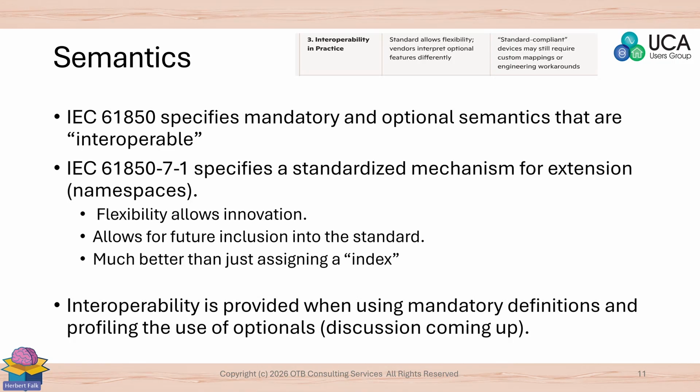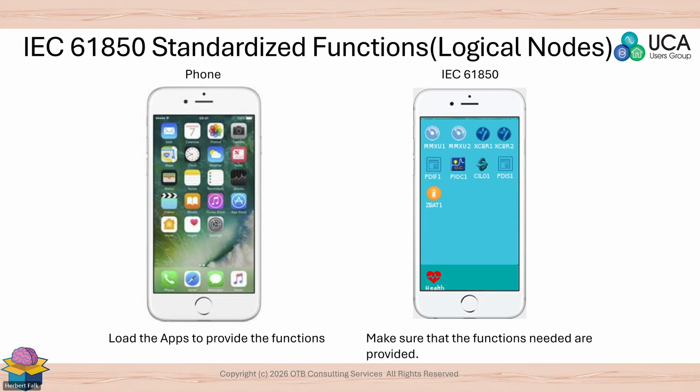It's through what's called a namespace. And this allows flexibility and innovation. It allows for an evaluation of that enhancement to be included in a future standard. And names are just much better than assigning an index. Now, for these extensions, they are not interoperable. So we standardize not only the semantics, but the functions.